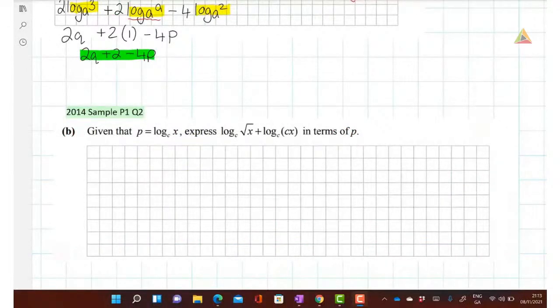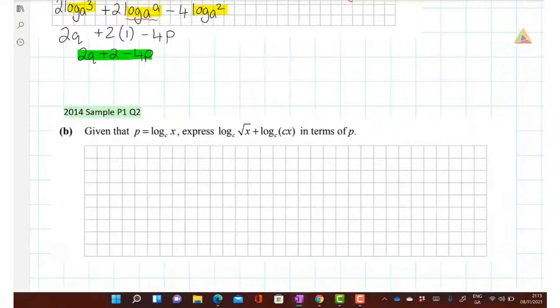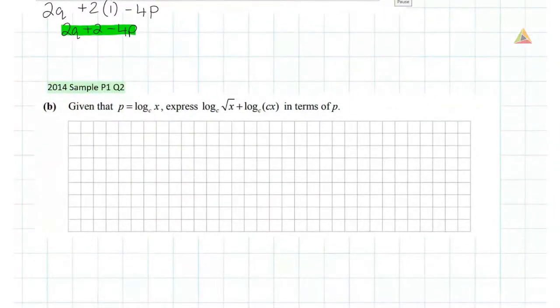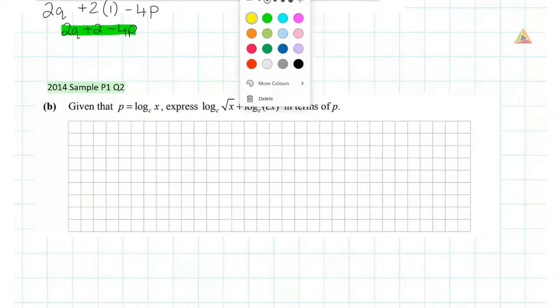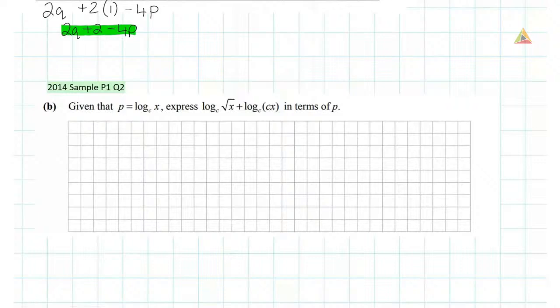Okay, and a very, very similar question from the 2014 sample paper 1, and it's question 2 part B, is this one. So very, very similar to that one from 2016 that we've just had a look at. We're told that p is equal to log to the base c of x, and it's asking us to express this in terms of p. Okay, so our aim really is to try get everything back to something similar to that so that we can then replace it with a p.